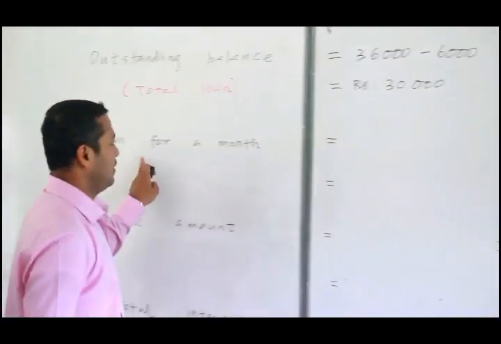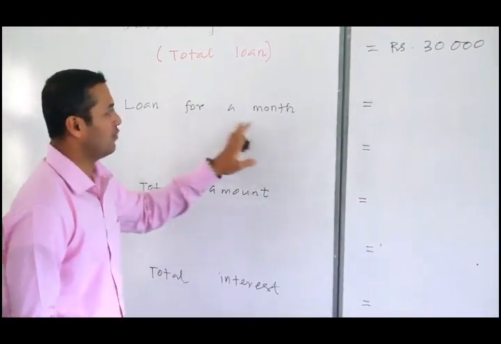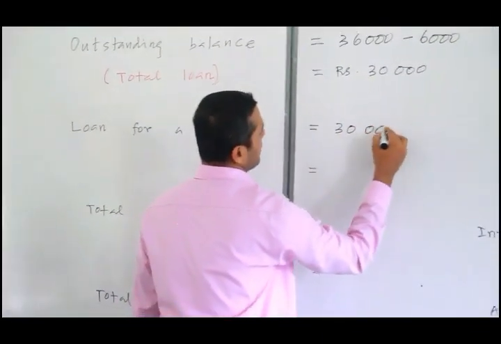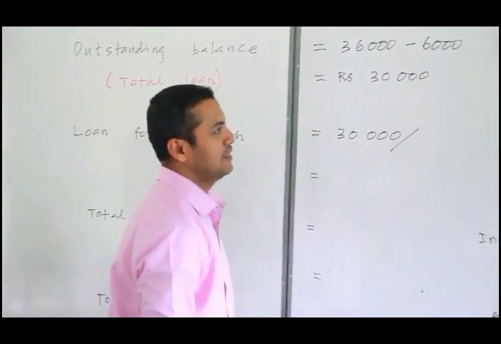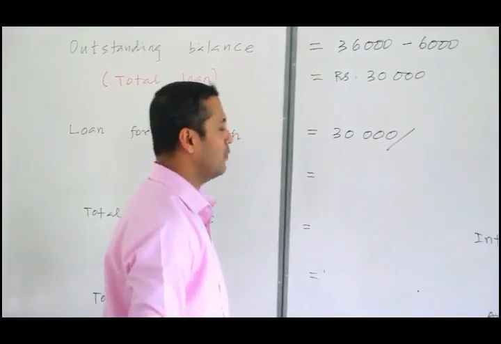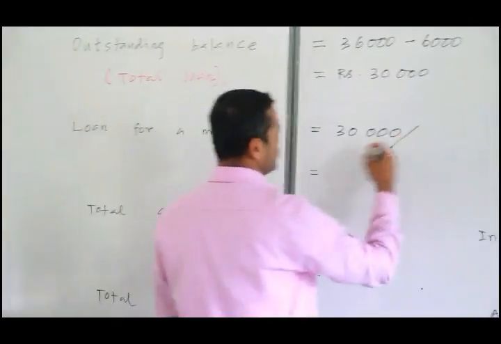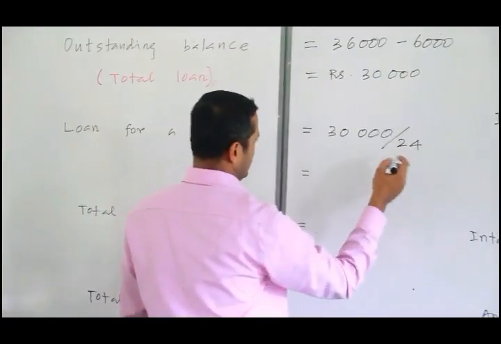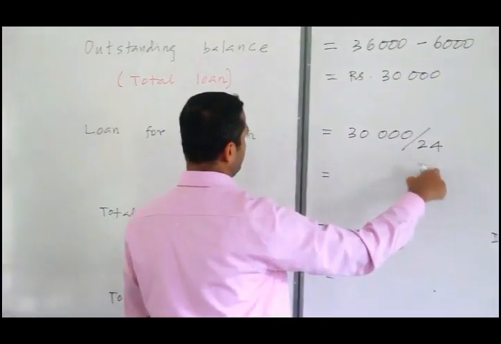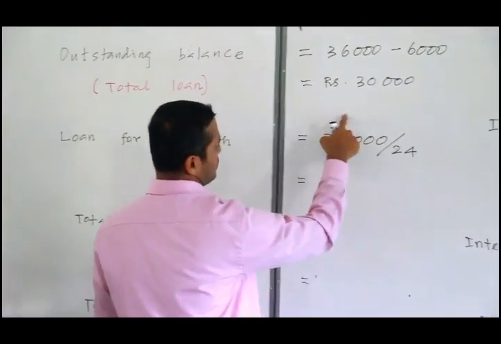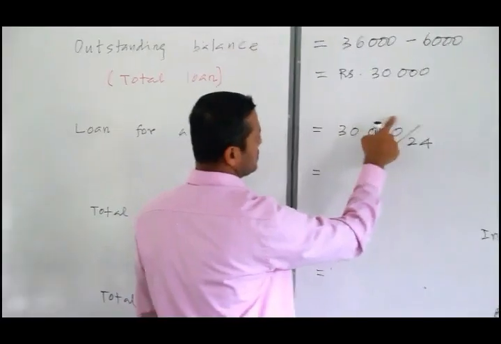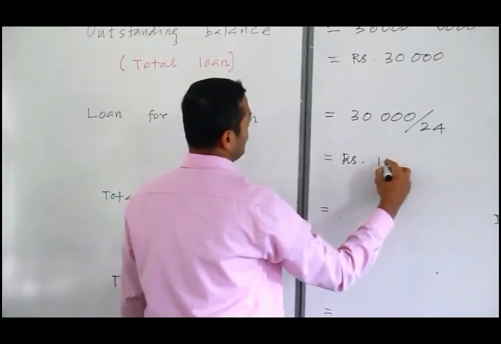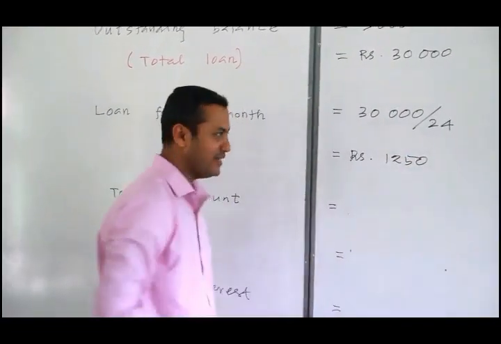The second part, loan for a month. What is the loan for a month? This is the total loan. We need to pay this back within how many months? Within 24 equal monthly installments. Then you can divide this by 24. If you divide by 6, this will be 4 times, this will be 5 times. Then 5000 divided by 4. It is 1250. Hope you understood, right?